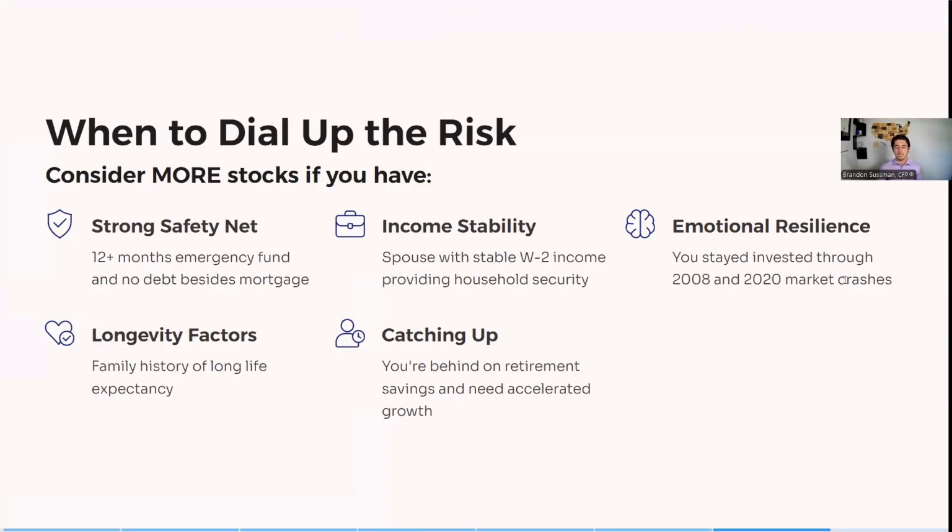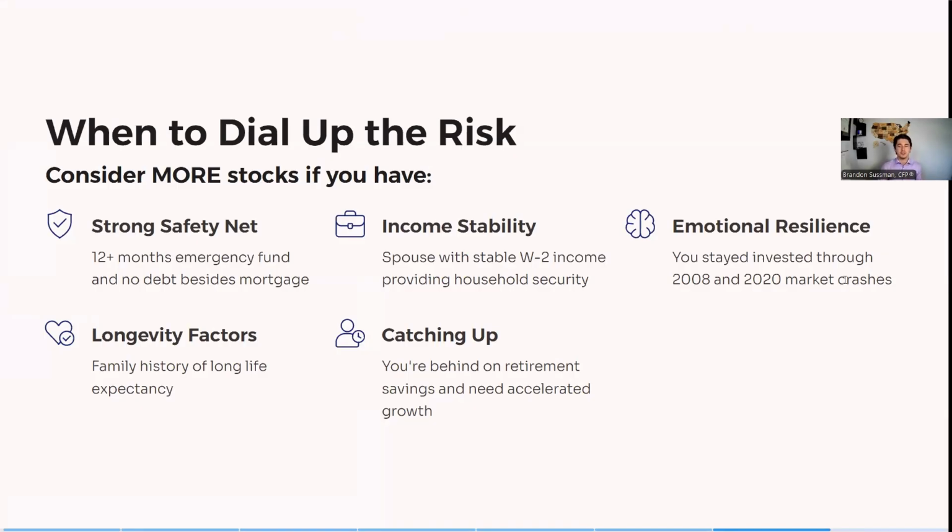Longevity factors. So again, going back to that risk capacity, if you know that you need this money to last till you're 90 or 100 just based on family history, we probably need to go a little bit more aggressive and keep that aggressive nature to make sure that we don't run out of money.